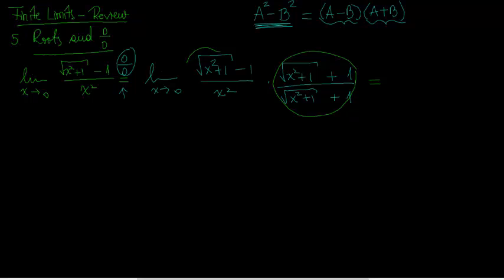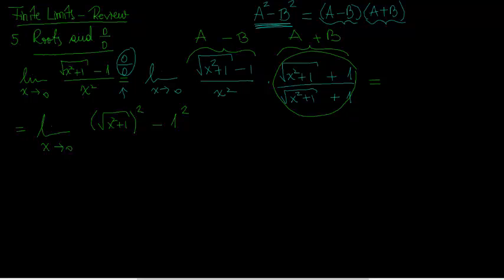Well, as I said before, if I look in the numerator here, this is a minus b, where b is 1 and a is that square root, and now I've multiplied it by a plus b. So when I have a minus b times a plus b, what I get is a squared, so in my case the square root of x squared plus 1, which was a, is being squared, minus b squared, so 1 squared. So you notice that by multiplying by the conjugate, I was able to use this formula, and now the square and the square root cancel.